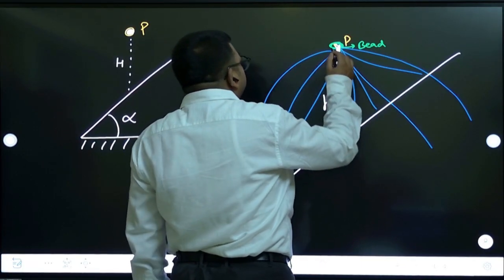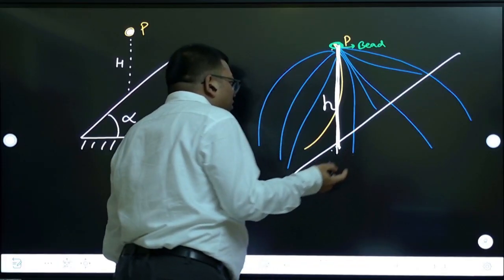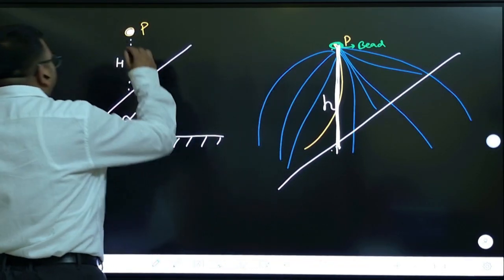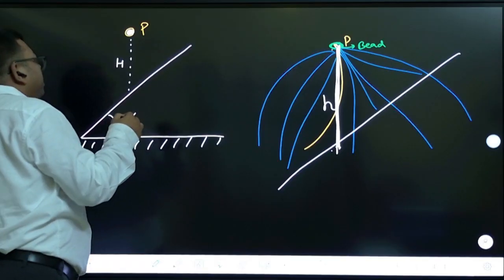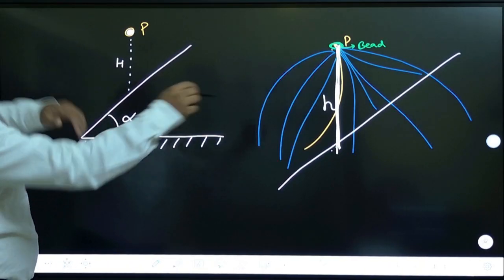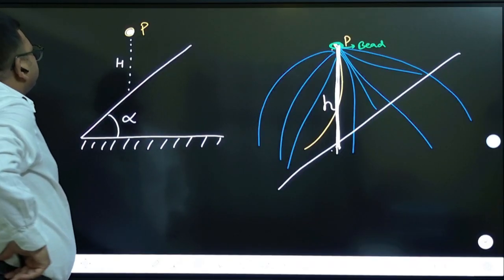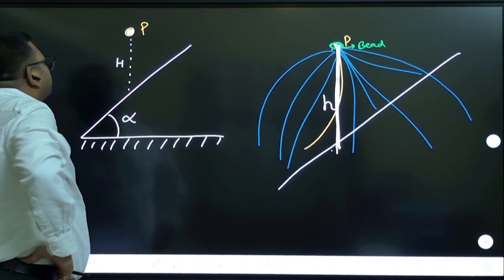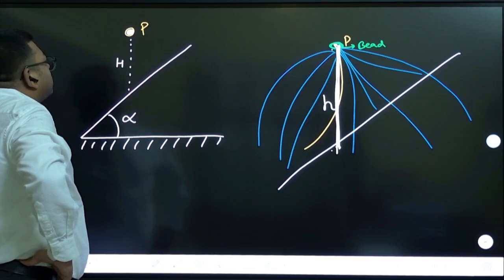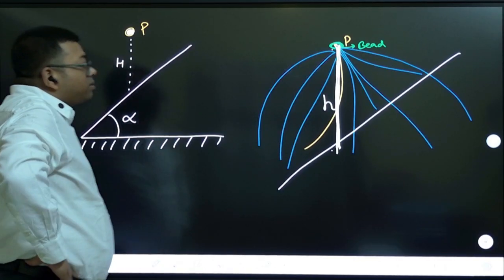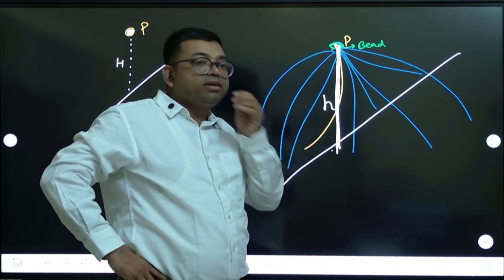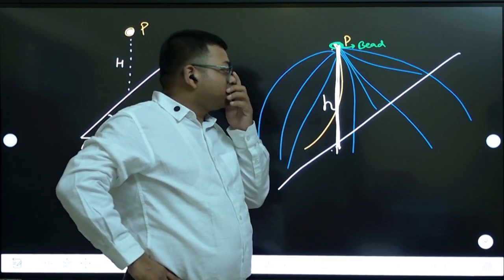Okay, but this bead has to reach this inclined plane in minimum time. That is what they have given. So how do you think about it? And frictionless means there is no friction between the wire and the bead. Okay, no friction is given.